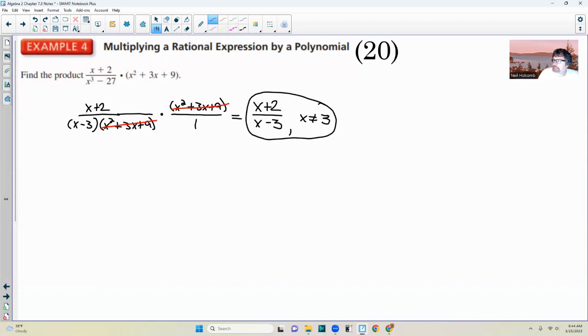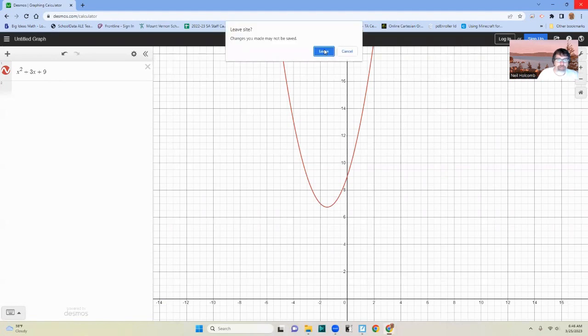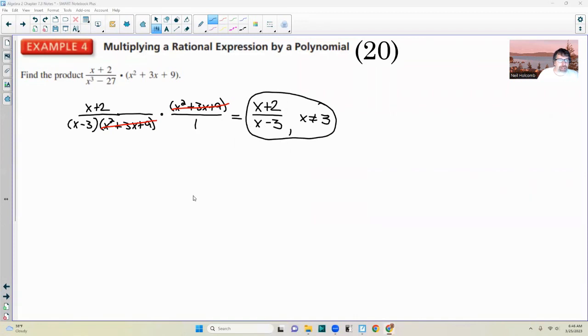Now you should be able to do problem number 20 in your exercises. Okay, let me explain this a little bit more right here. See this x squared plus 3x plus 9? Well, if I factor that and it has factors that can equal 0, then I cannot have those in the domain. So I want to show you this as graphed. I went to Desmos and put this in my calculator, x squared plus 3x plus 9. And as you can see, it does not have any real solutions. There are no zeros. It never crosses the x-axis. So you don't have to worry about any zeros because there aren't any real ones. That's why I don't have to restrict the domain on any other real zeros other than 3. Okay, so now I'm done.